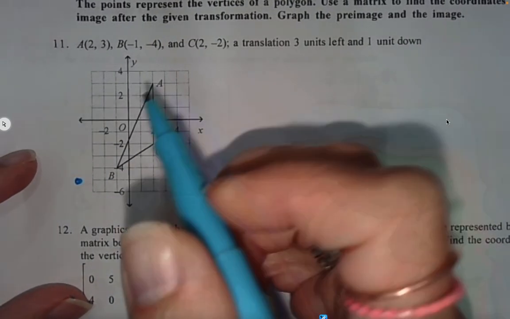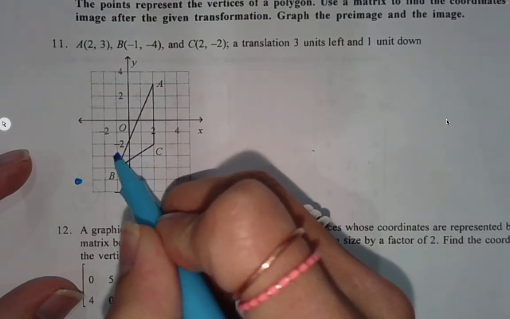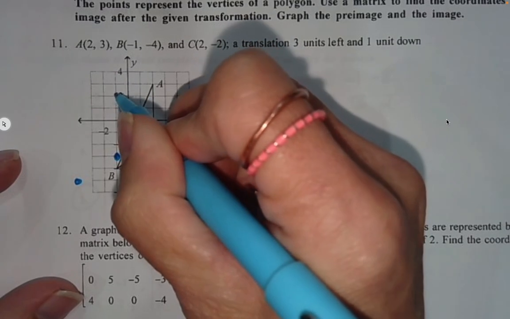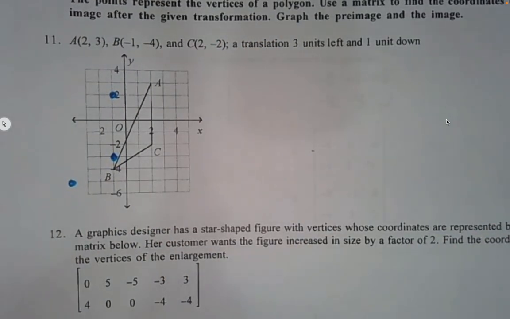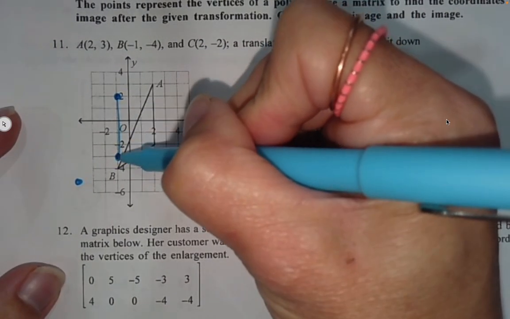I know that one's off the grid just a little bit. 1, 2, 3, and down 1. That's your new ordered pair. 1, 2, 3, and down 1. There it is. Okay. Each letter? Yeah, for each it says graph the pre-image and its image. So they've already got the pre-image. So they just want us to find the coordinates of these new points.